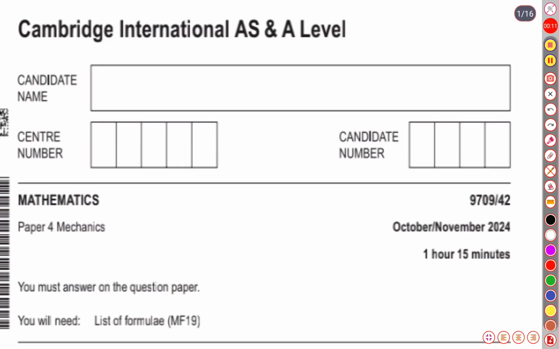Today we are going to solve a question from mechanics. The question belongs to paper 9709/42 for the session October/November 2024, and we are going to solve question number 7. Let's see question number 7.